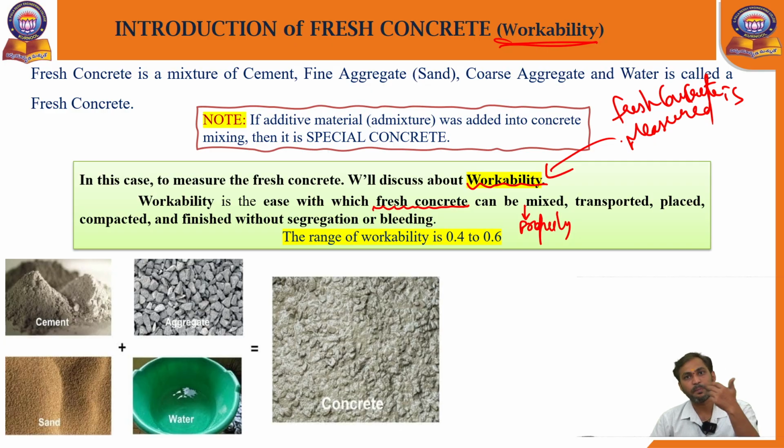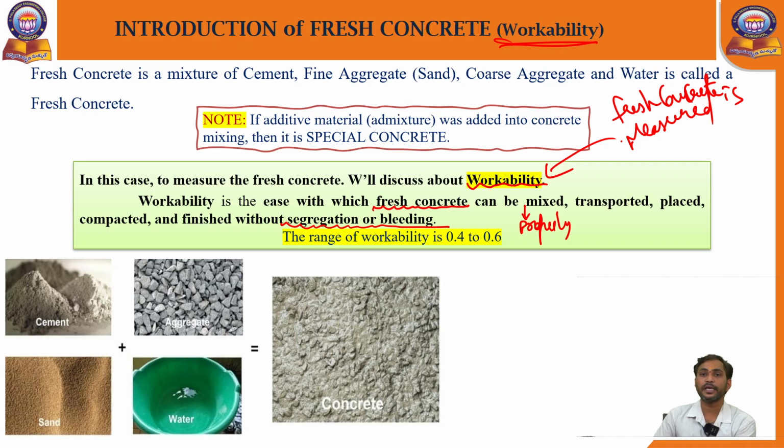After placing, we have to do the compaction process. Compaction is done by vibratory machines. Why do we do compaction? To reduce the air voids in the fresh concrete member placed in a specific location. Finally, we do the surface finishing. After completing this process, there should not be any segregation or bleeding. So without any segregation or bleeding, the fresh concrete must be mixed, transported, placed, compacted and finished properly. That is workability. This is the example of workability.